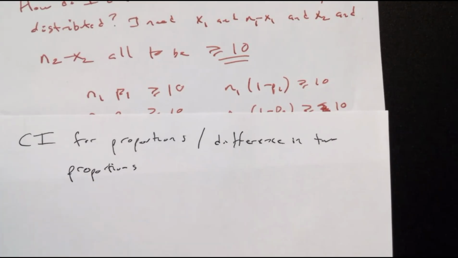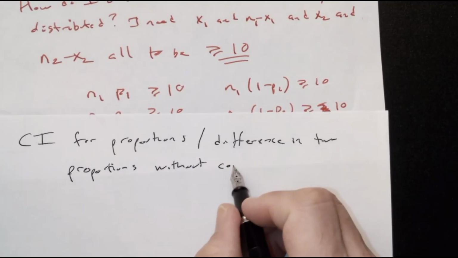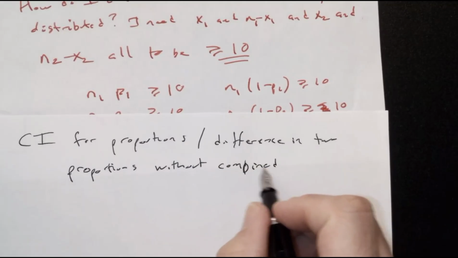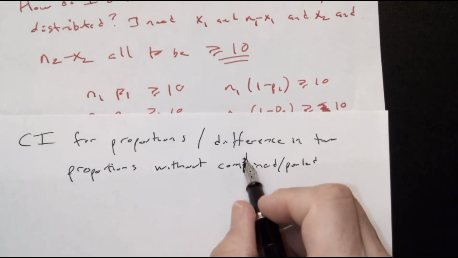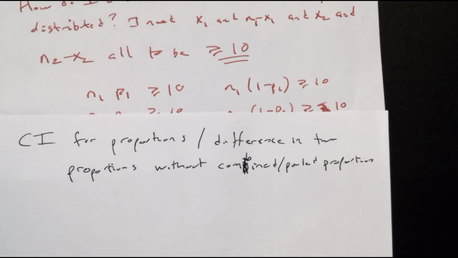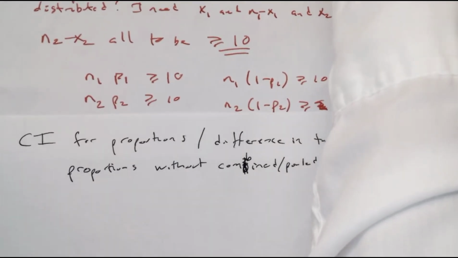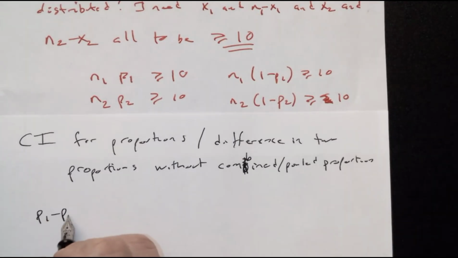But I'm actually going to build this one under the assumption that I don't have the same population proportion. I don't want to pool this time. Well, in that case, I need to treat each of the proportions separately in my standard error. So I'm going to start with the difference between the two of them, and then I'm going to add or subtract.